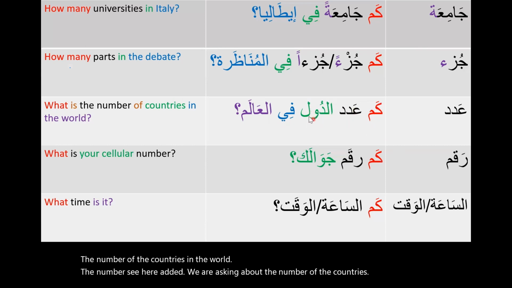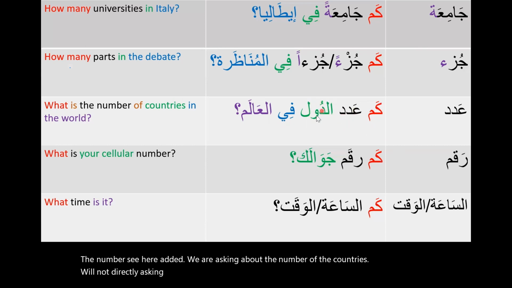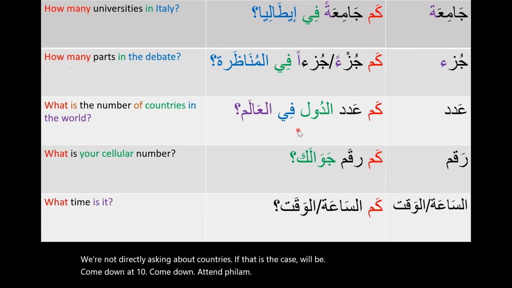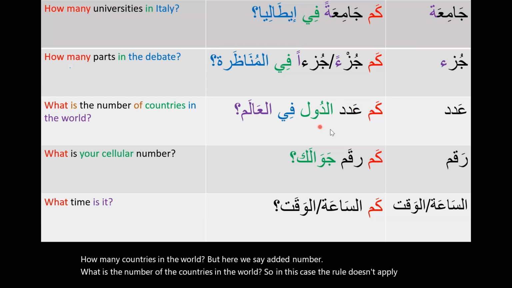We're not directly asking about countries. If that is the case, it will be كم دولة. كم دولة في العالم. How many countries in the world? But here we say عدد, number. What is the number of the countries in the world? So in this case, the rule doesn't apply. So كم عدد الدول في العالم.